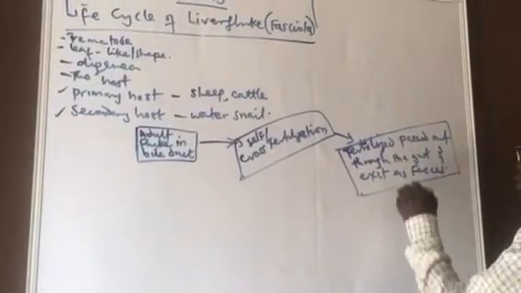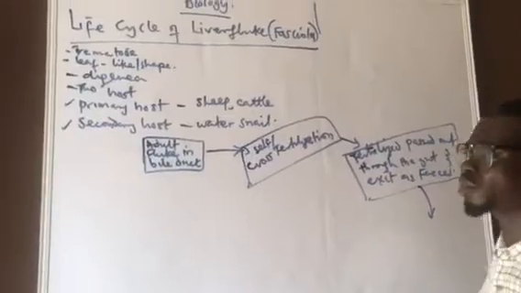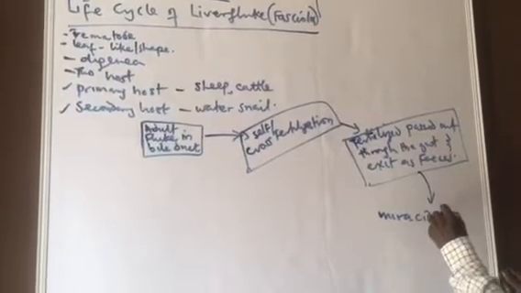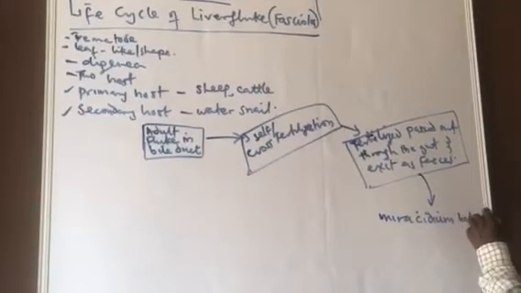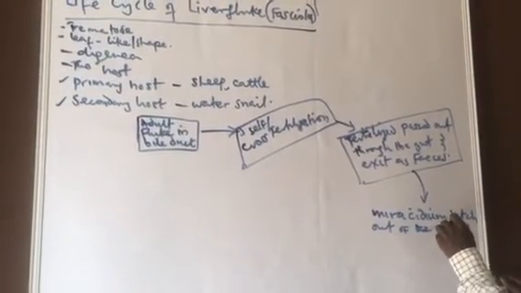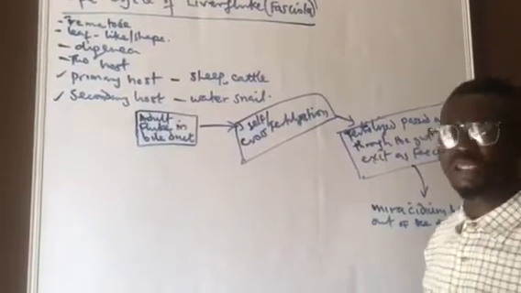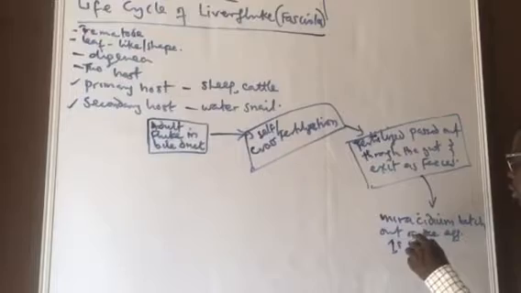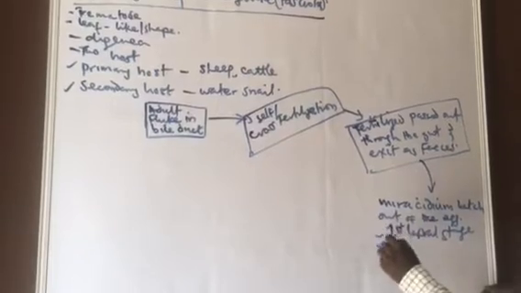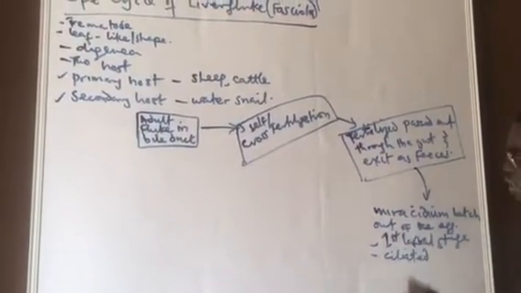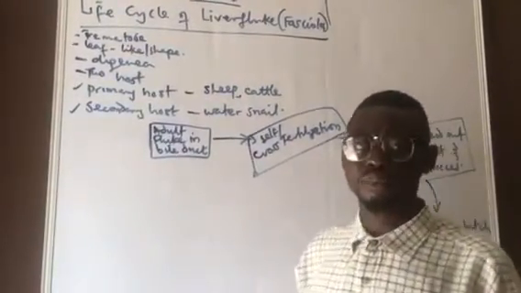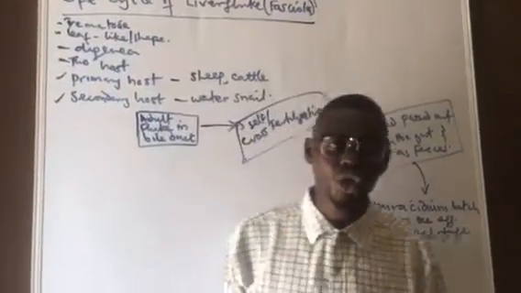So from these feces, the eggs now develop a larva. It will develop into the first larva called miracidium. Miracidium will hatch out of the egg. So the egg will hatch out as miracidium, and this miracidium is the first larval stage. And this miracidium is ciliated. It has numerous cilia for locomotion.